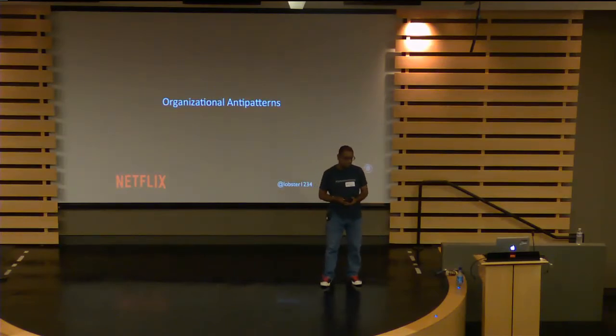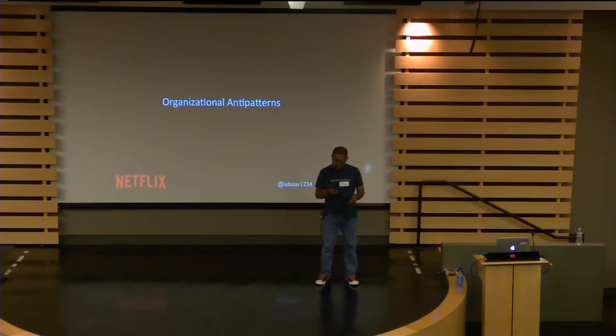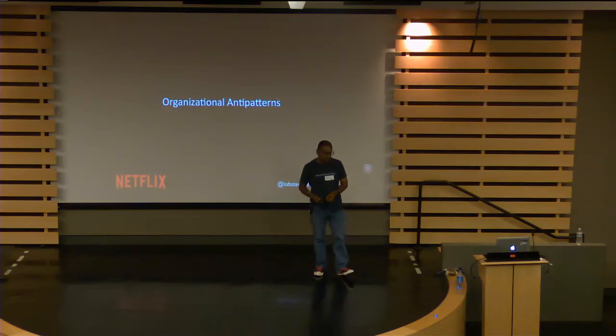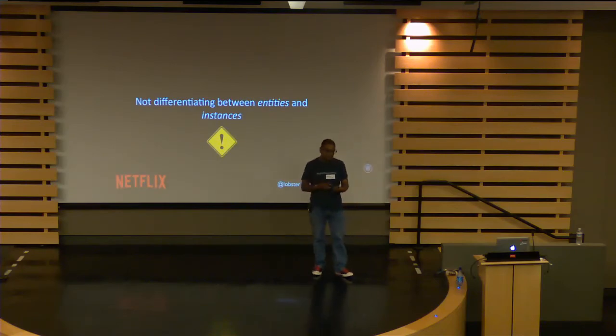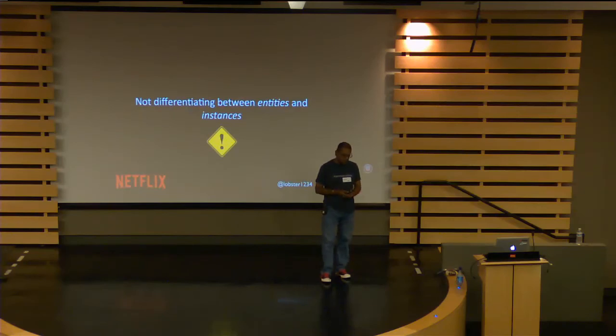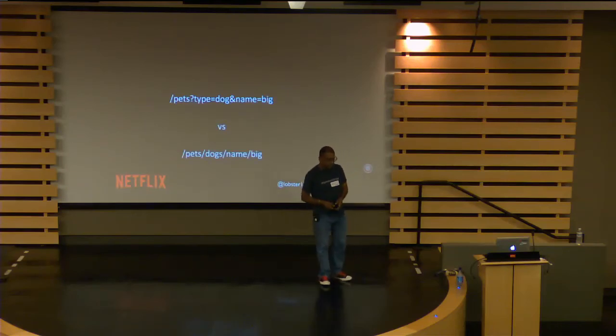So the last category we talk about is organizational anti-patterns. We talked about request anti-patterns, response anti-patterns, and method anti-patterns, touching different areas of HTTP. Now organizational is not so much HTTP, but the way you have modeled your resources, right? So one anti-pattern would be not differentiating between entities and instances. If you go back a while ago, I talked about the database model where you have the table, which is the resource, and then you have rows in it, which are different entities, right?